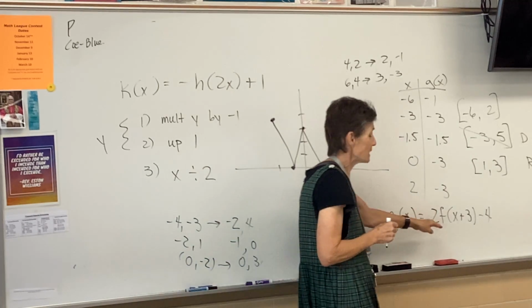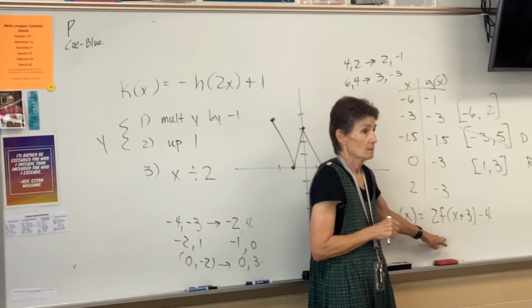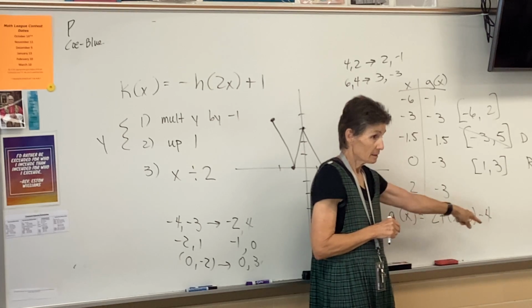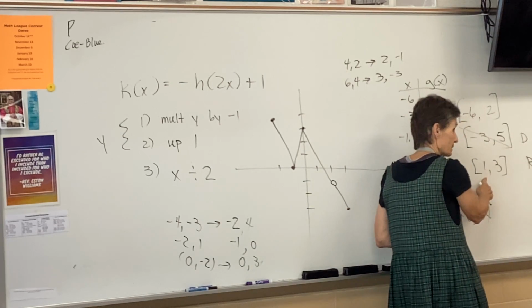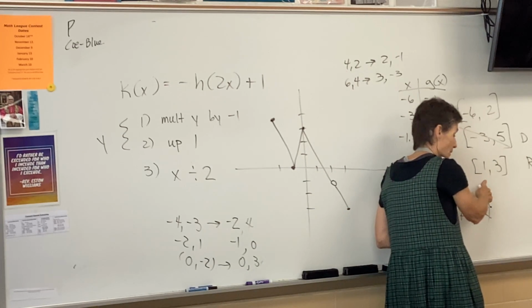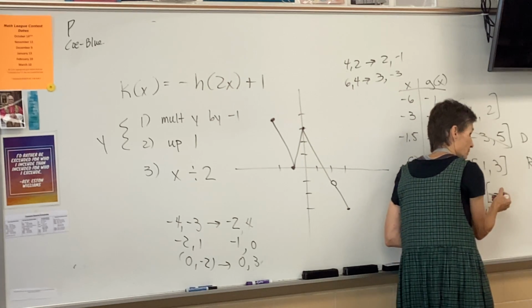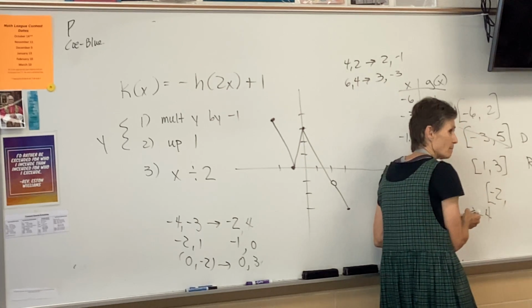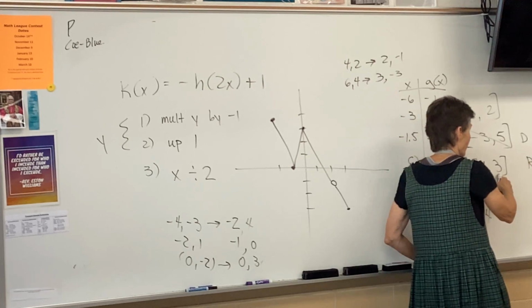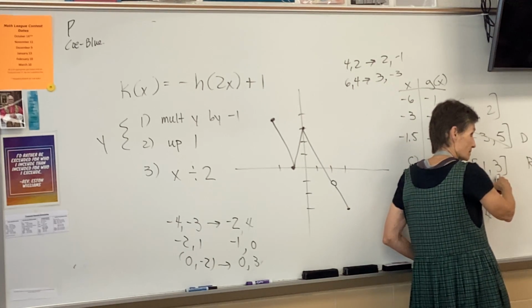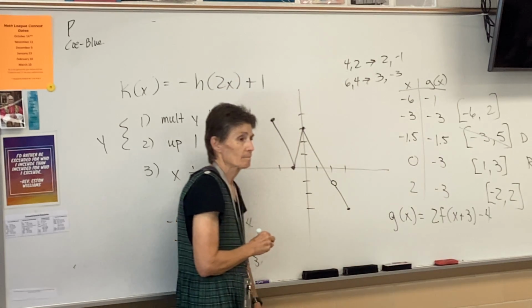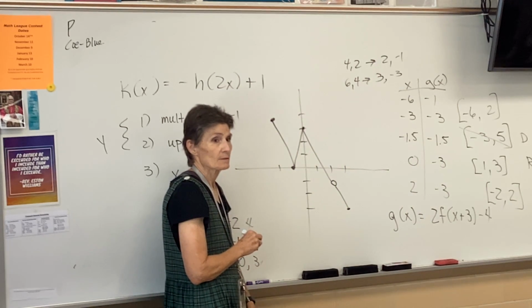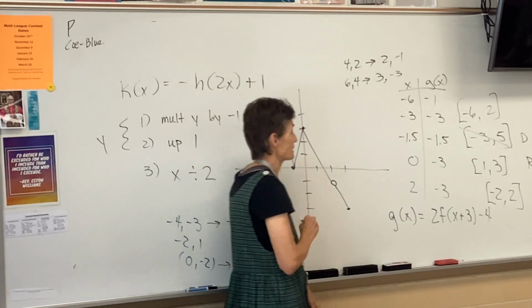Now, what are we gonna do to our range? We're gonna double it and subtract 4. So our range, if we double it, it would be 2, and then subtract 4 would be -2. Double it, 6. Subtract 4, 2. Is that good with everybody?